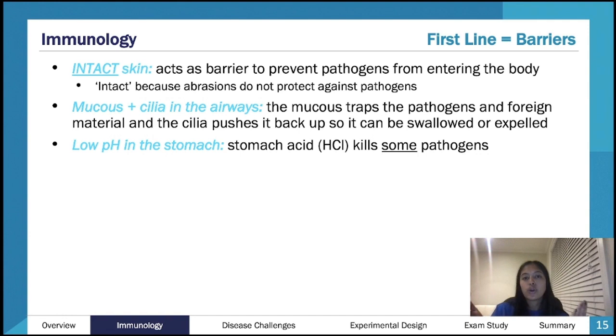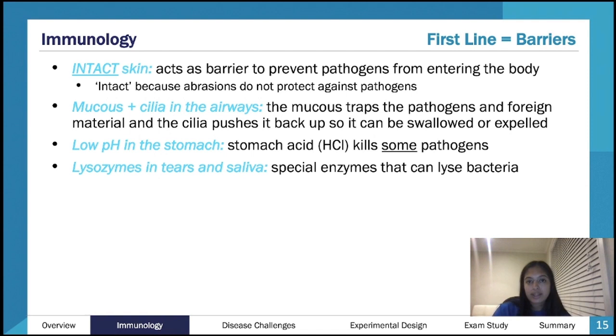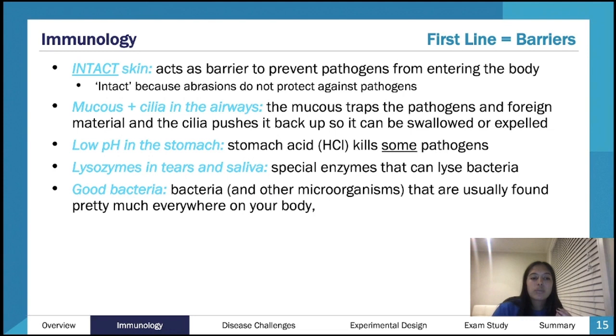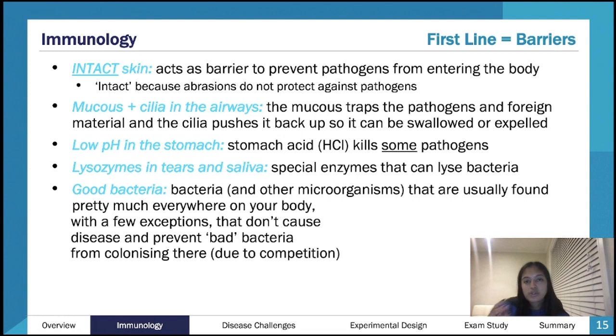So a low pH in the stomach is chemical. Stomach acid is very acidic, so it can kill certain pathogens, but of course there are some bacteria that hang around in the stomach as well. Lysozyme are enzymes in your tears and in your saliva that can help to degrade certain pathogens. Your good bacteria should be referred to as your microbiome or microbiota. They're found in other places on your body, with a few exceptions that are sterile areas. This microbiome helps because it competes with your bad bacteria. It's a little bit of good versus bad.